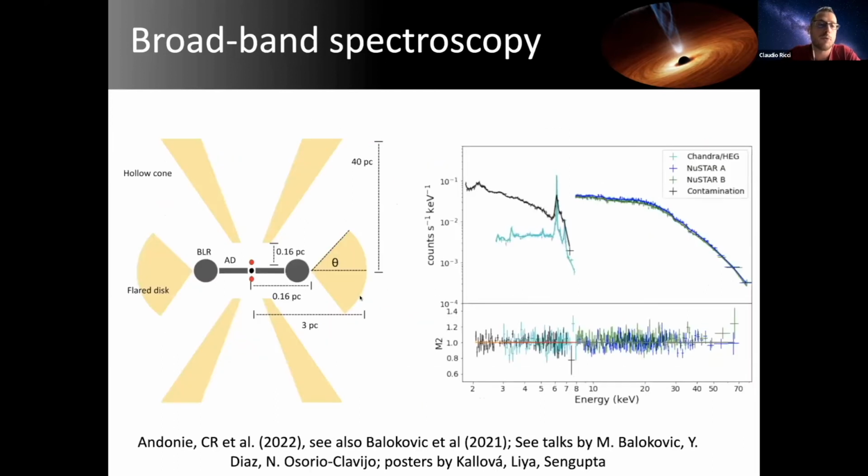Another approach that we have used is to exploit higher resolution observations carried out at other wavelengths and then incorporate them in an X-ray model. This is an example for the Circinus galaxy. Here we recreated a model with an accretion disk, a broad line region, and then a flared disk and a hollow cone. All the parameters were set either from high resolution interferometric observations for the dusty structure, so the hollow cone and the flared disk, or from knowledge that we had from other wavelengths, mostly for the BLR and the disk. And we found that this model can very nicely reproduce the NuSTAR and Chandra data.